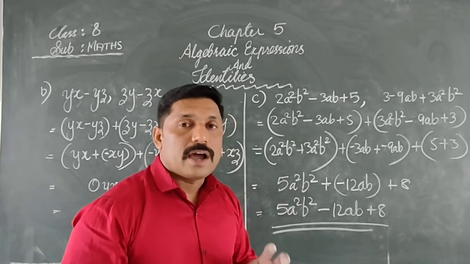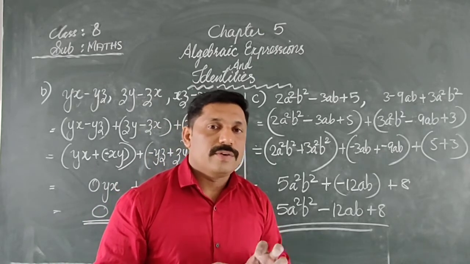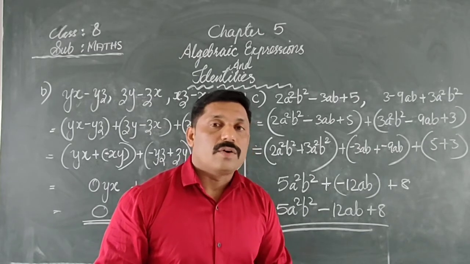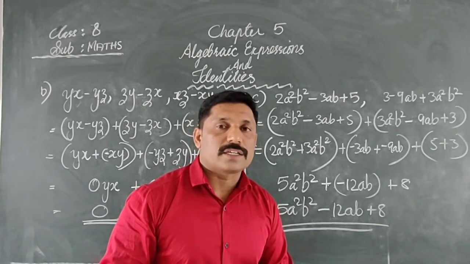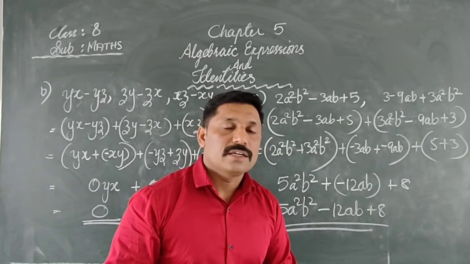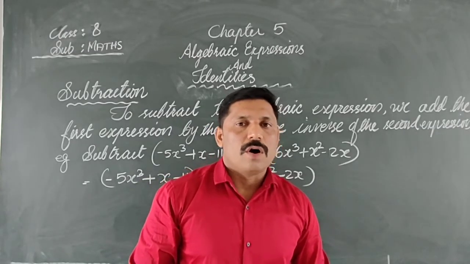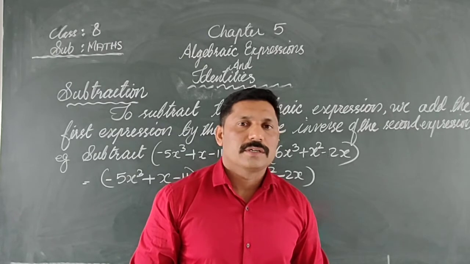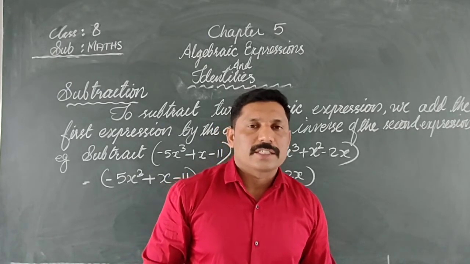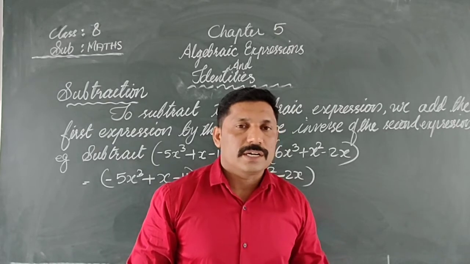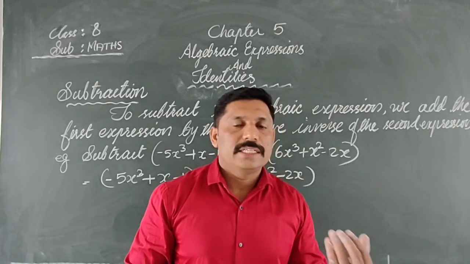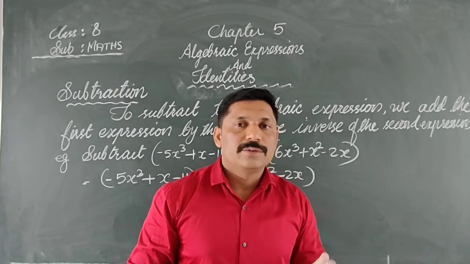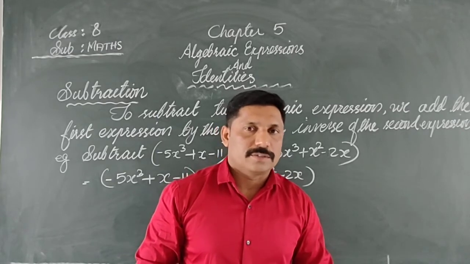Remember that we add only the like terms, and when we add each term, we add its numerical coefficient, the numbers, not their literal factor. The literal factor should be written as it is, as given in the question. We learn the subtraction of algebraic expressions. How to subtract two algebraic expressions? The subtraction rule is to add the first expression to the additive inverse of the second expression.